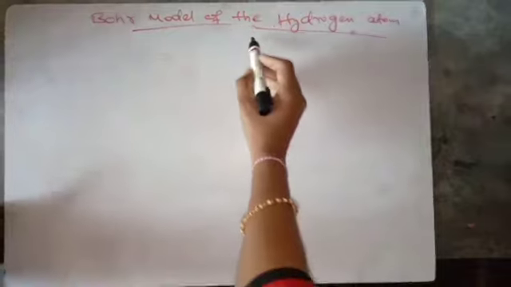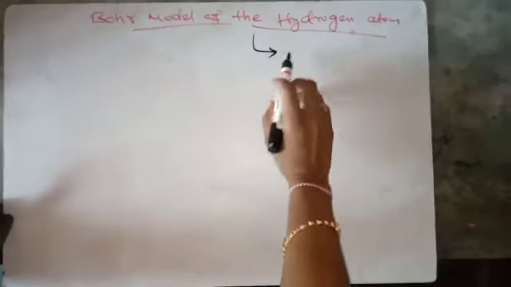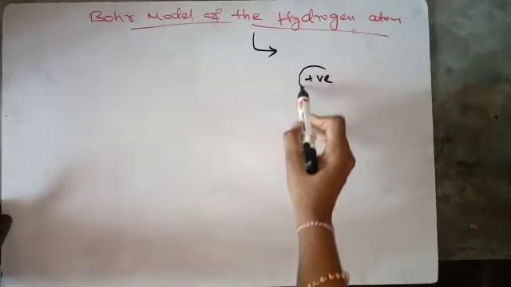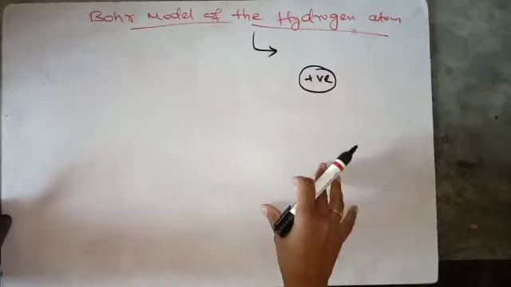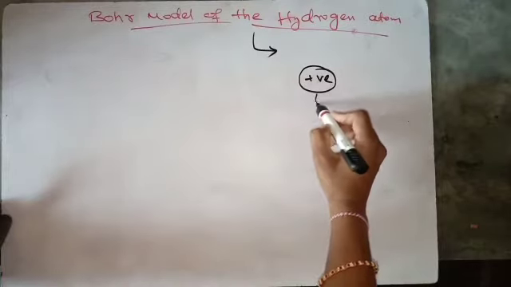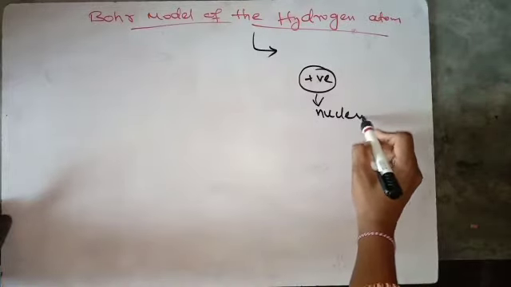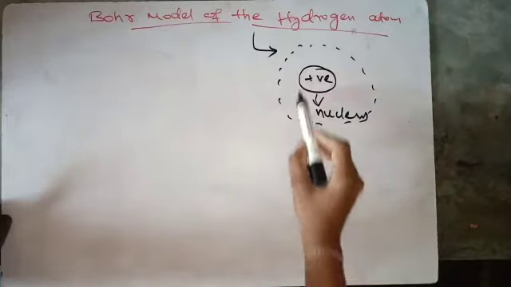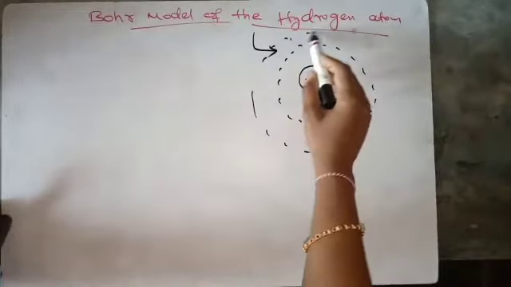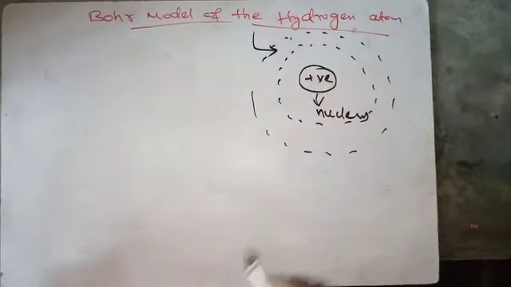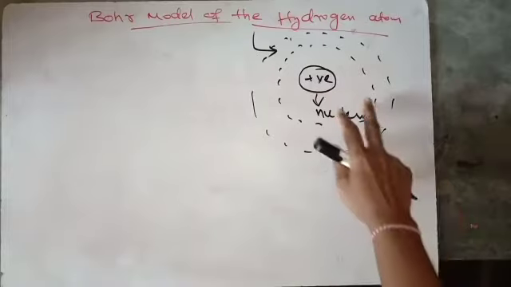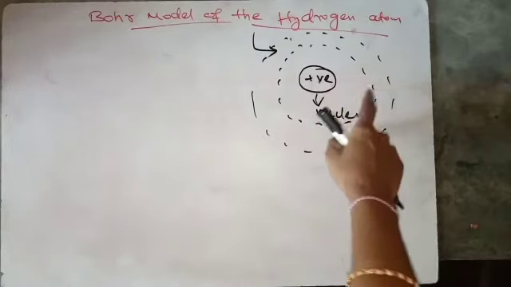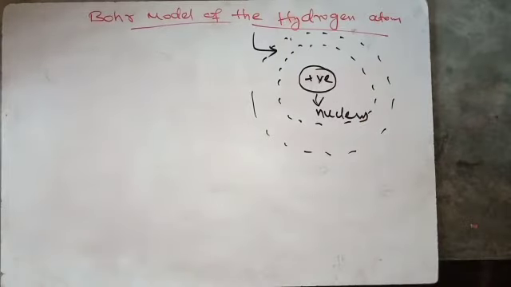According to Rutherford, we know that the positively charged particles are located at the center of the atom. This is known as the nucleus, and all the electrons revolve around this nucleus at a certain distance from it. So this atomic structure is just similar to the sun-planet system, right?